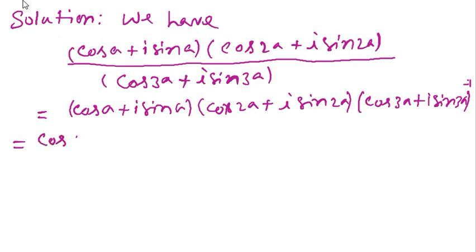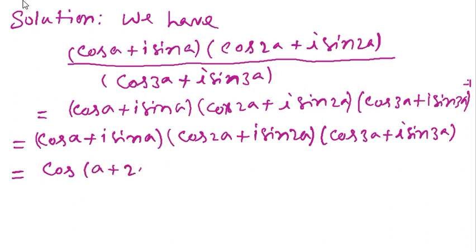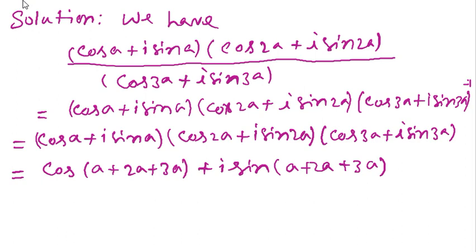we write (cos A plus i sine A) (cos 2A plus i sine 2A) into (cos 3A plus i sine 3A) inverse. We have done this in the previous session. Then we write this one: cos (A plus 2A plus 3A) plus i sine (A plus 2A plus 3A) equal to cos 6A plus i sine 6A.